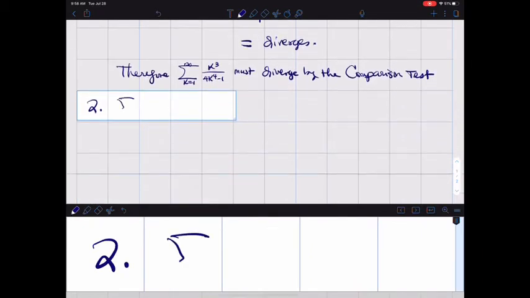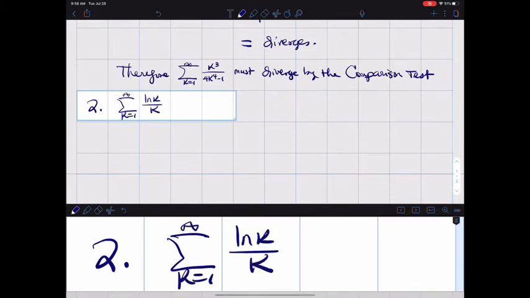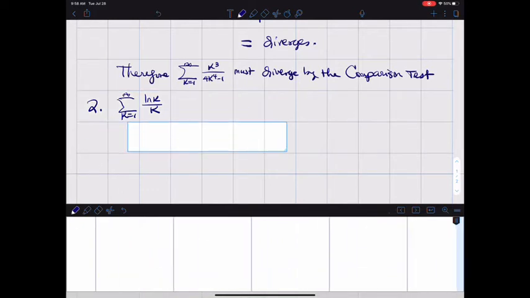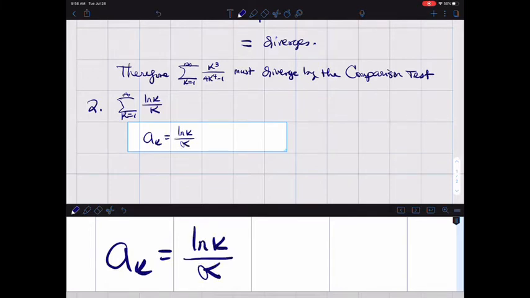So how about the summation from k equals 1 to infinity of natural log of k over k? Let's start our comparison. Our a_k here is natural log of k over k.